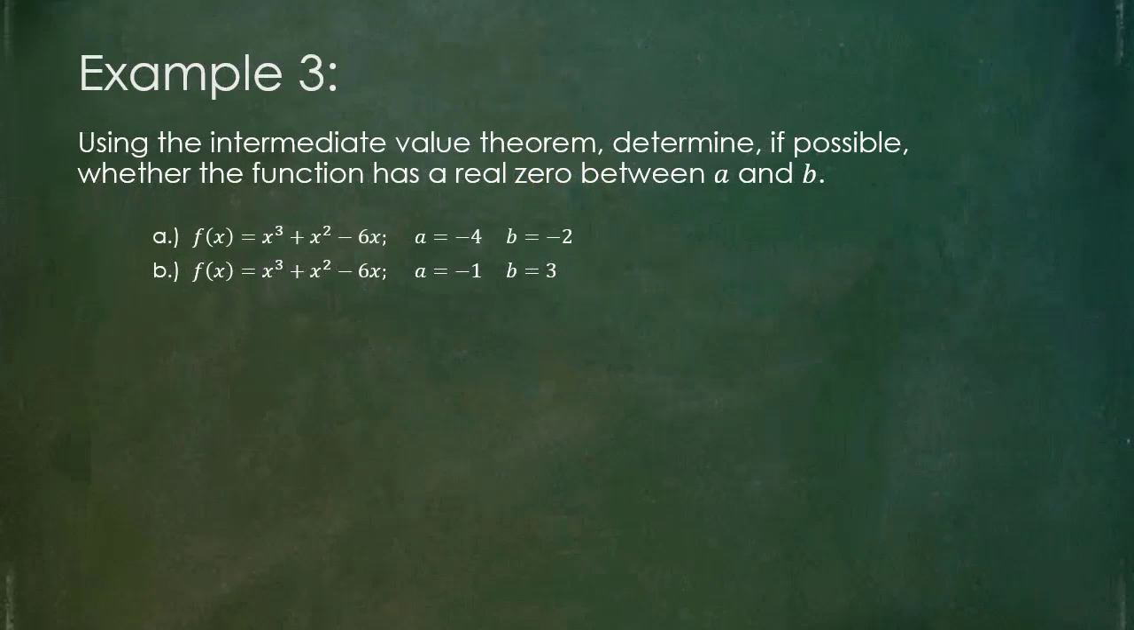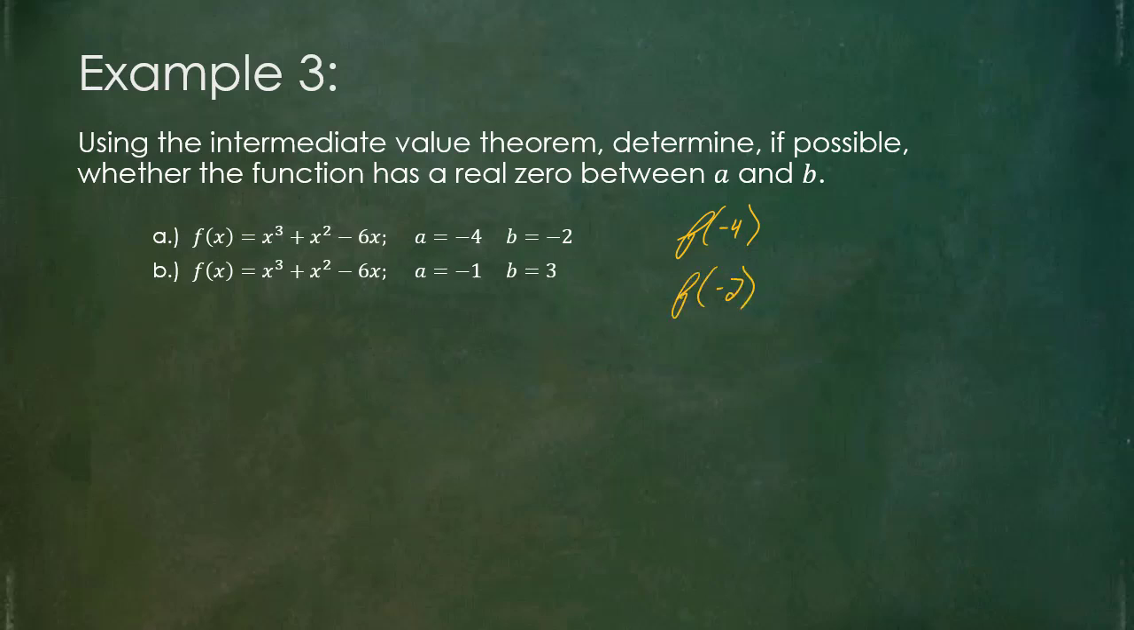So to provide an example or 2, I'll use the same function both times. x cubed plus x squared minus 6x is the function we're plugging into. But notice this has 2 parts where it just says, if you use the intermediate value theorem, can we guarantee that there's a real zero in between these values that they've provided? So for part A, I would essentially just figure out what is f of negative 4. And then I'll also need to figure out what is f of negative 2.